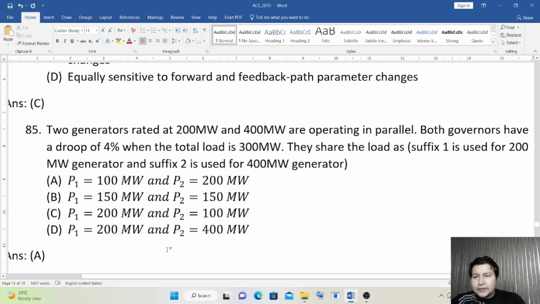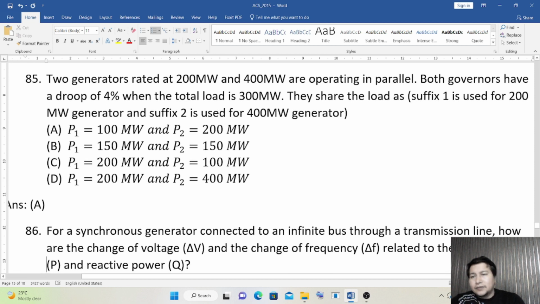85 number question: two generators rated at 200 megawatt and 400 megawatt are operating in parallel. Both governors have a droop of 4%. Then the total load is 300 megawatt. They share the load as, suffix 1 is used for the 200 megawatt generator and suffix 2 for the 400 megawatt generator. Alternator parallel operation, coherent mode, incoherent mode, we already discussed in the theory class. So this problem can be solved by just putting in the formula. Correct option will be option A.